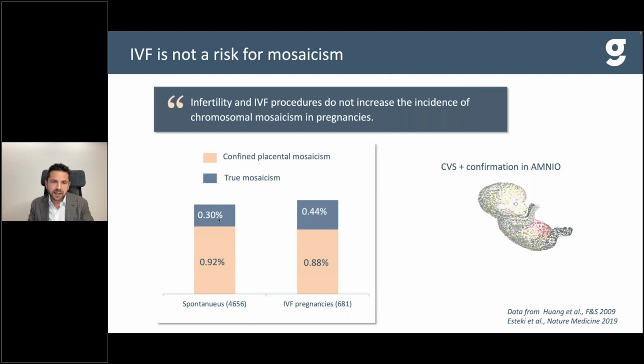We have different studies showing that mosaicism rates, both in CVS and in amniocentesis, are similar in terms of prevalence and incidence. Indeed, infertility and IVF procedures do not seem to increase the incidence of chromosomal mosaicism in IVF-derived pregnancies, meaning that we are not under such big pressure to improve our diagnostic capabilities in PGT-A treatment cycles for detecting mosaicism, because there is no increased risk as compared to spontaneous pregnancies, and in general, the incidence of mosaicism in pregnancies is quite low.